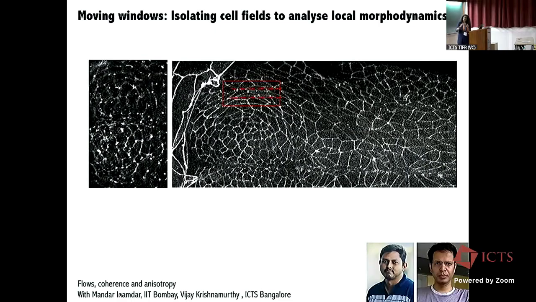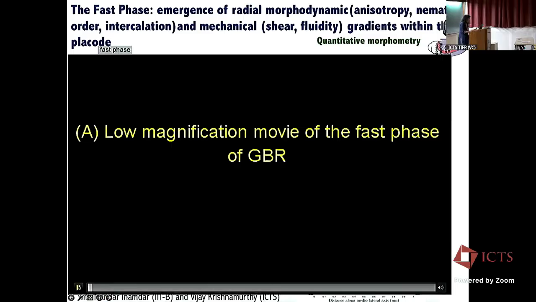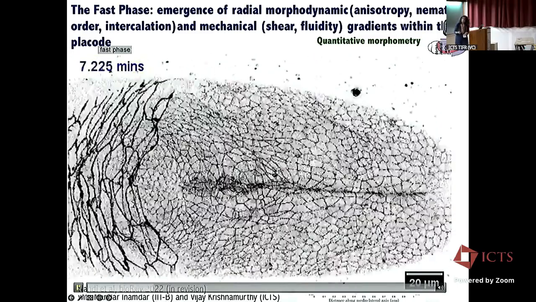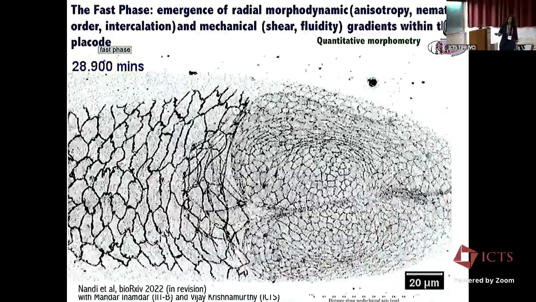And so given that the whole germ band is retracting towards the posterior end, we also wanted to get a feel for what the local morphodynamics is. And again, with Mandar's help, by making what we call moving windows, we also attempted to look at what the local morphodynamic features of the germ band are. And so what I'll show you now is a high resolution movie of what the outlines of the cells look like as the germ band retracts.